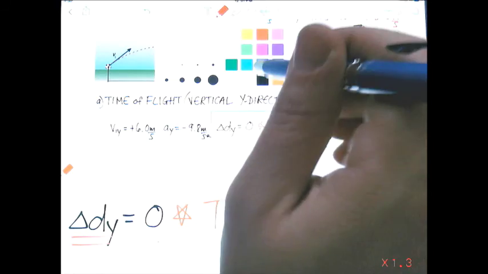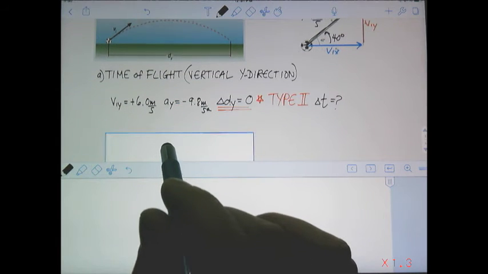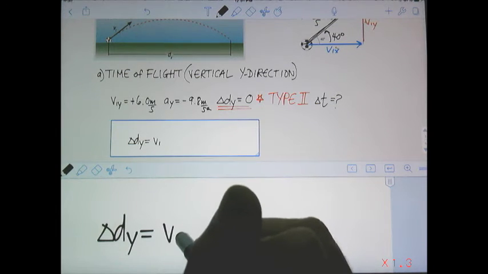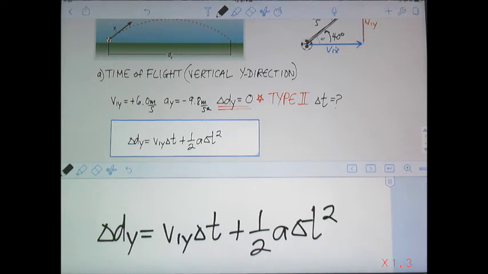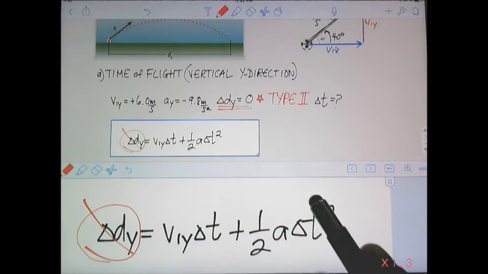So remember that they want us to find time. We need an equation that incorporates V1, A, delta D, and delta T. We end up using the same equation as we did, equation number 3. It says delta D is equal to V1 delta T plus 1/2 A delta T squared. And we're going to solve this for delta T. And we hesitate a bit because delta T appears twice. And in the previous example, V1 was 0, so it allowed us to simplify this. But in this case, V1 is not 0. There is, however, one thing we can do. We know that delta dy is 0.